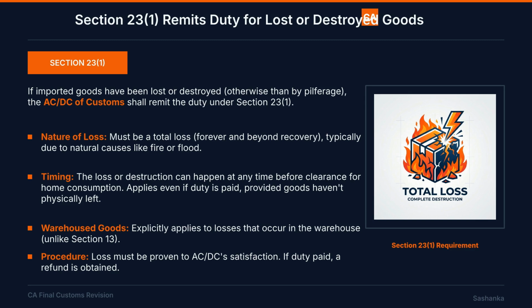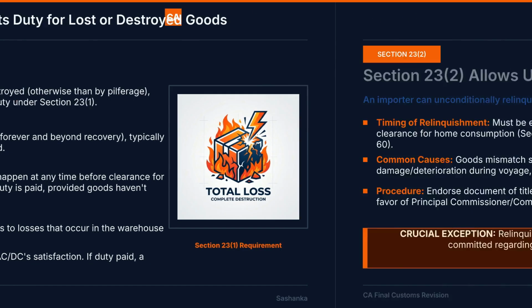The loss can occur at any time before actual clearance for home consumption, even if duty has already been paid. This provision also applies to goods stored in warehouses, which is a major difference from Section 13. However, the importer must prove the loss or destruction to the satisfaction of the Assistant or Deputy Commissioner.